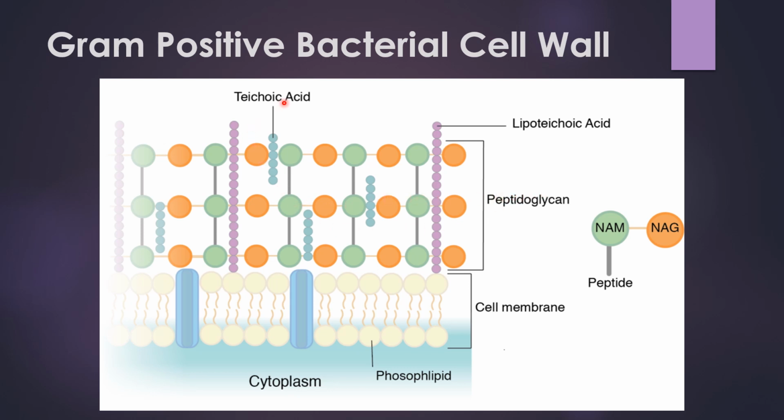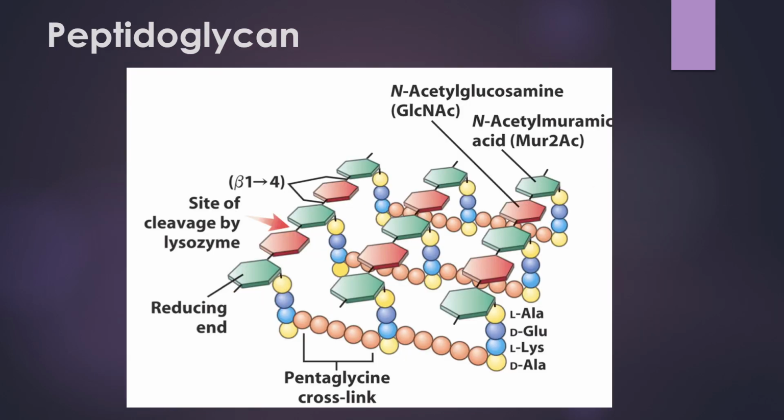There are two important things here, the teichoic acids and the lipoteichoic acids. These are present only in the gram-positive bacteria and absent in the gram-negative bacteria. This is one of the major differences between the gram-positive bacterial cell wall and the gram-negative bacterial cell wall. Regarding the peptidoglycan, it is very thick in the gram-positive cell wall, and in the gram-negative bacterial cell wall, it is very thin.